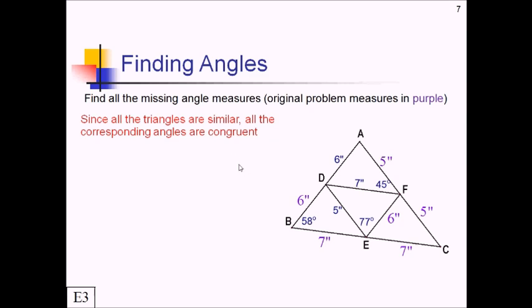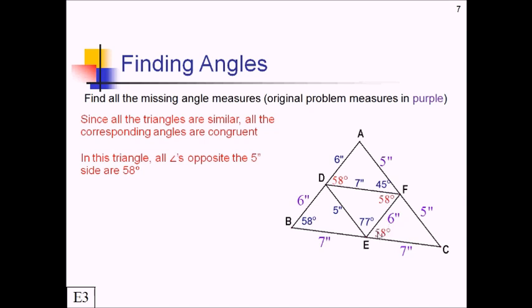But how do we figure out which angle is which? Well, the angles that are congruent are going to be across from the sides that are congruent. So for example, all the angles across from or opposite from the 5-inch sides are all 58 degrees like this one. So that means that, for example, there's 58 degrees here, 58 degrees over here, and 58 degrees down here.